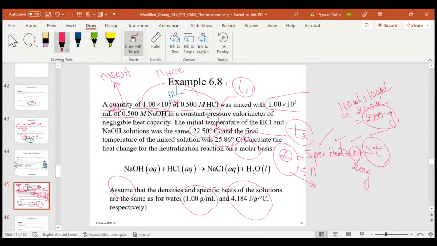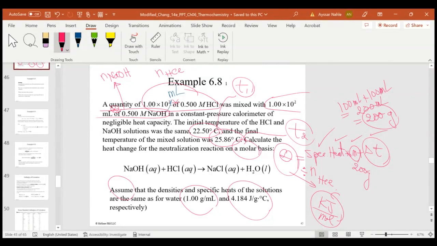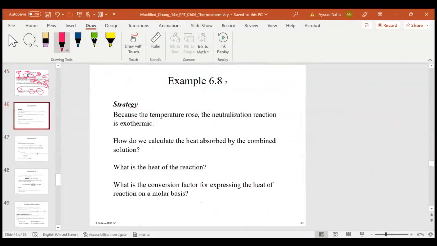Now, once I find the Q in here, then I divide by how much? By the number of moles of what? Of, let's say, HCl. And this will give me whatever kilojoule per mole. Is this okay? And that's what they want to know. Per mole they want. All right. So let's see what they have done. Maybe they do it in a different way, but I prefer to do it in this way. All right. But you can do it also in any way you prefer.